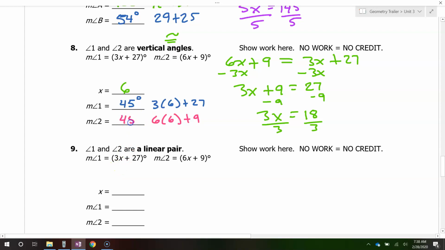All right, we knew they were going to be congruent because they're vertical angles, but this is sort of self-checking. If you do them both, then you can look back, and if they're equal, you know you got the right answer.